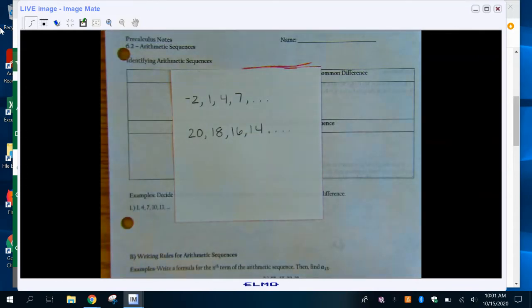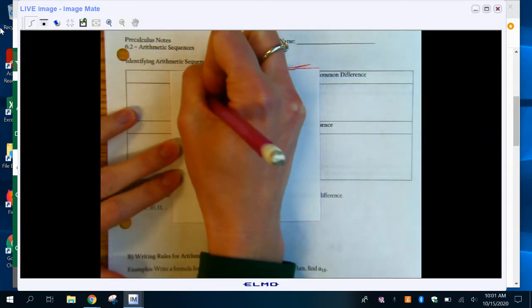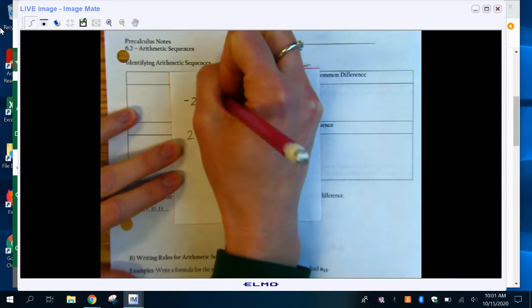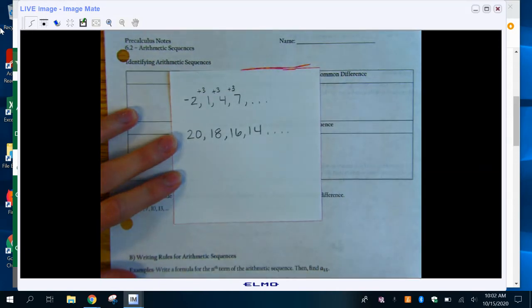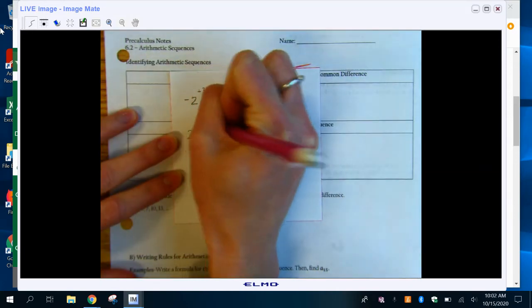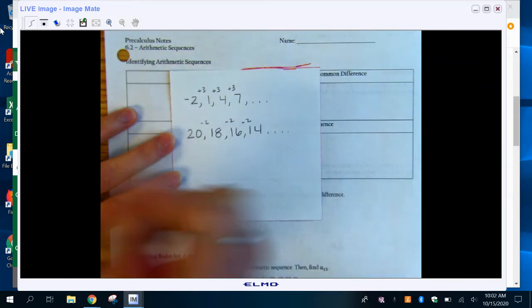So if you look at what the pattern is, the sequence in general is a list of numbers that follow a specific mathematical pattern. So if you take a second and look at what's happening, what is the pattern in each sequence? So this one, to get from -2 to 1, I added 3. And I added 3, and I added 3. This one, I subtract 2, subtract 2, subtract 2.